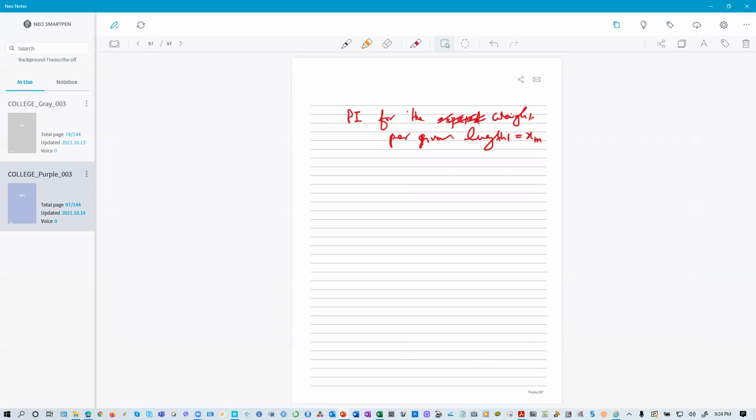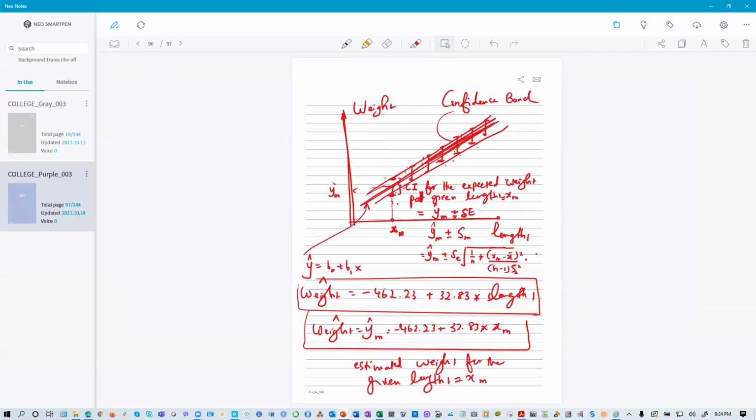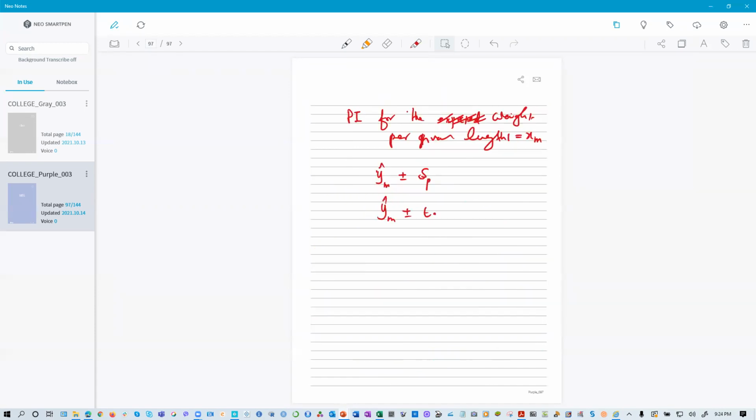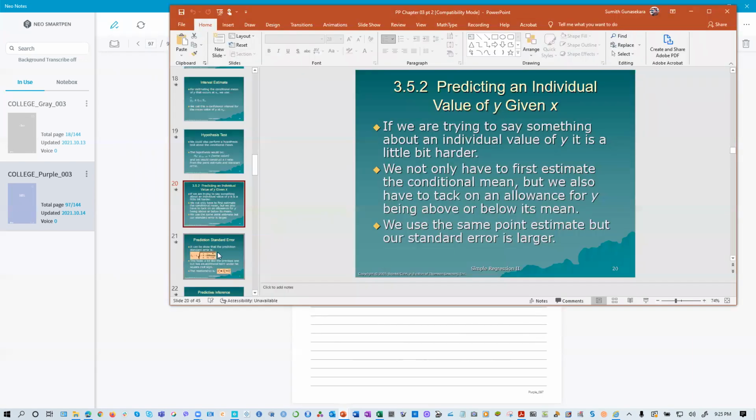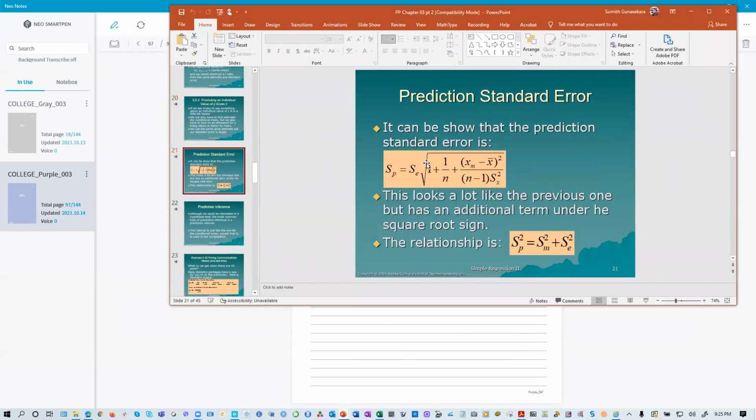Weight per given length is given by again y hat m plus or minus the standard error of the prediction. That means they have made a small adjustment. Here you have to multiply this by the t value as well. So you have a t value plus the same thing but with a small adjustment. That's it, and it's been expanded now. They added one.